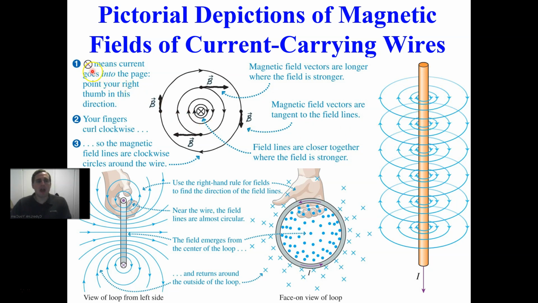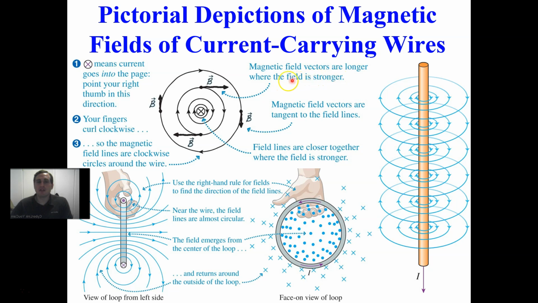Remember, anytime you see an X, that means the electric current goes into the page, so you should point your thumb in this direction. So suppose we have an example where the electric current goes into the page, then the magnetic field should be clockwise in the plane of the paper. That's because our fingers curl clockwise, so the magnetic field lines are clockwise and circulating around this wire.